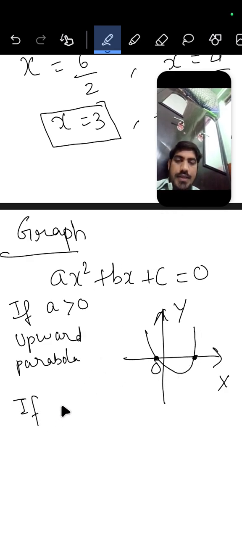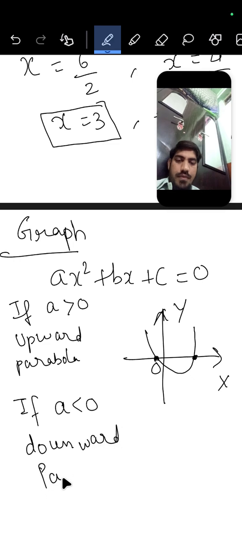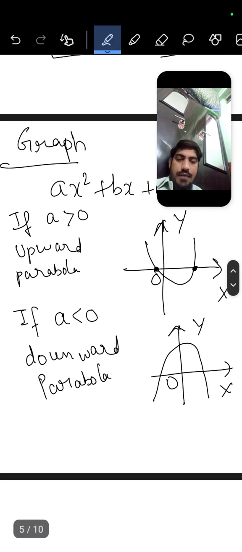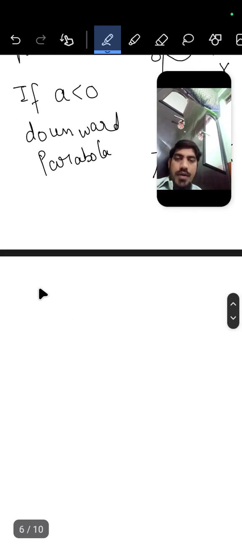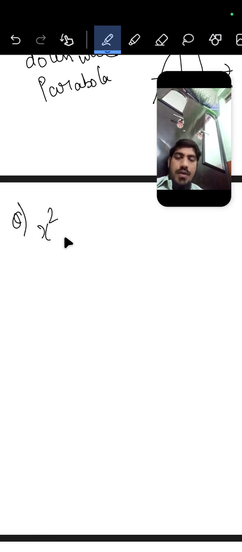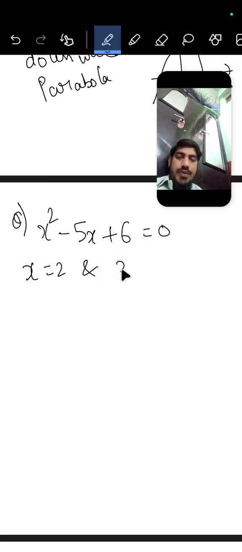If a is less than 0, that is if a is negative, then we'll get a downward parabola. If this is the y-axis and this is the x-axis, this is a downward parabola if the coefficient of x square is negative, that is if a is negative. In our question, x square minus 5x plus 6 is equal to 0, we got the roots as x is equal to 2 and x is equal to 3.